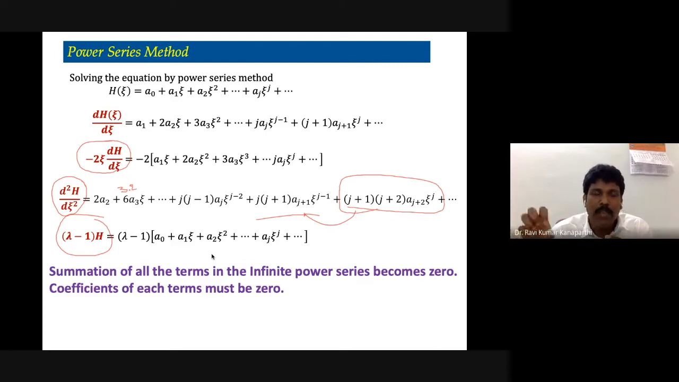So based on that, I'm claiming that this only happens when you have an infinite number of terms and their summation becomes 0. Okay, just try to make a logic from this. So you have an infinite number of terms in the power series, and their summation is going to be 0. So this only happens if the coefficients of all the terms become 0. Okay, otherwise this is not possible.